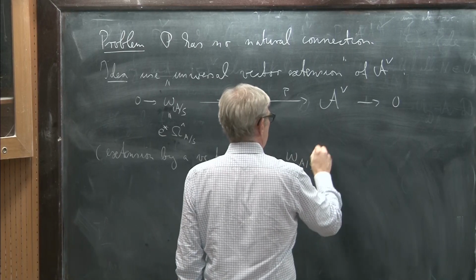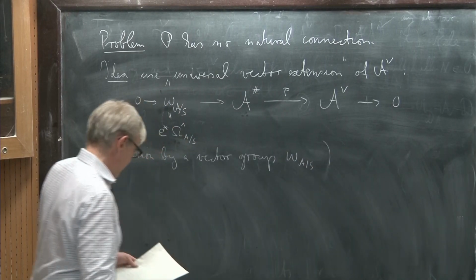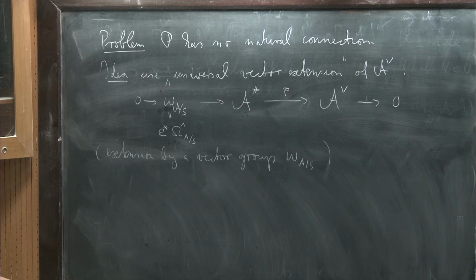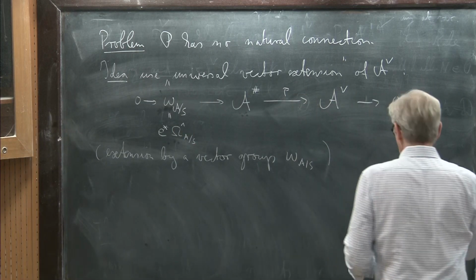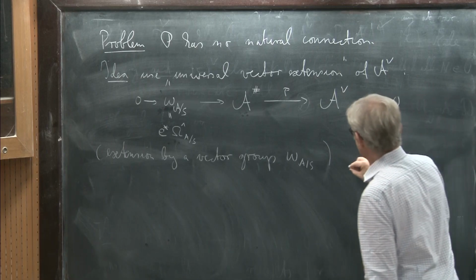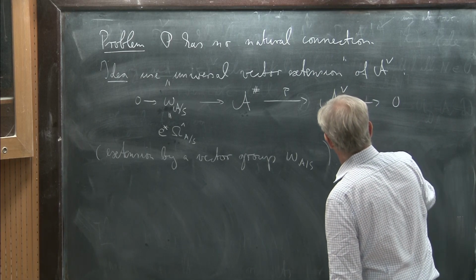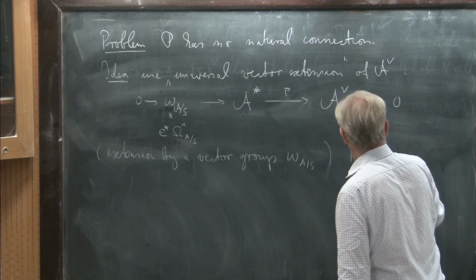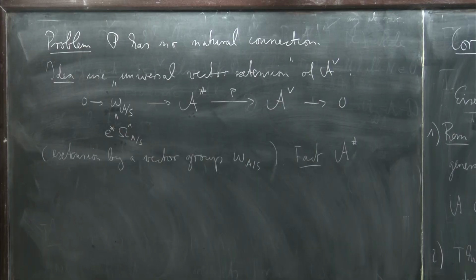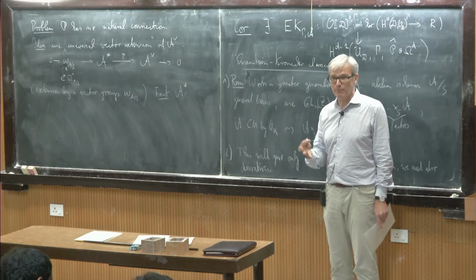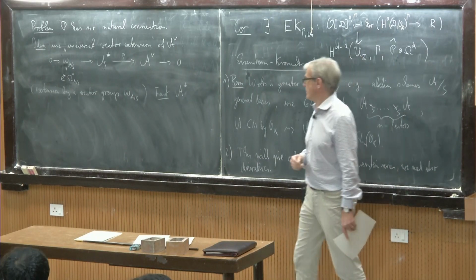Namely this omega AS. And that's the reason for the name. It has a certain universal property I don't want to go into. The important point here is the fact that this A sharp classifies not only line bundles, it classifies line bundles together with an integrable connection.